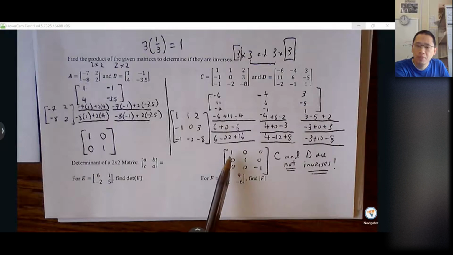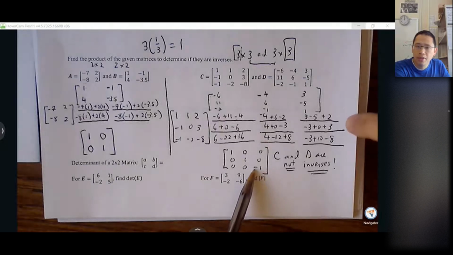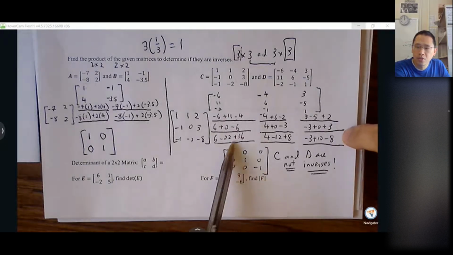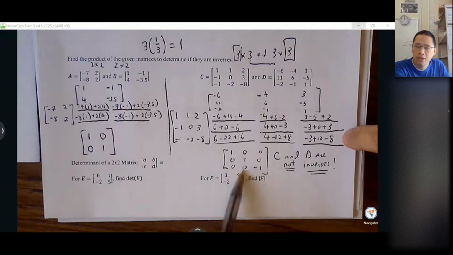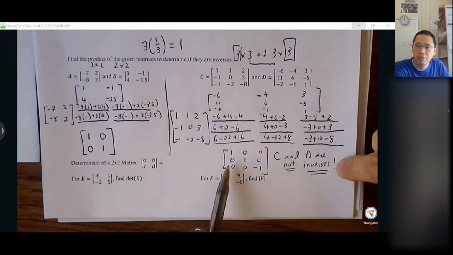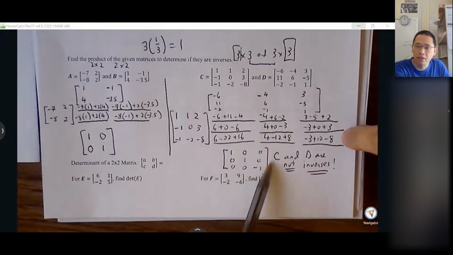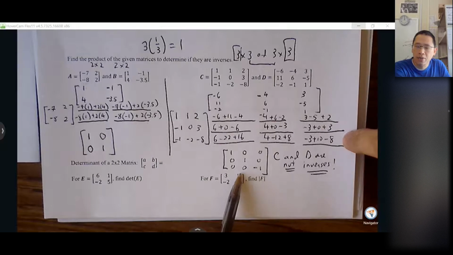Okay, we do our cleanup. It looks like it was on its way to becoming an identity matrix, but then we got stuck with this last term. This third row, third column gave us a -1. So this is not quite an identity matrix. So we say that C and D are not inverses of each other because when we multiply them, we're not able to get everything to cancel out to make it look like a true 3x3 identity matrix.